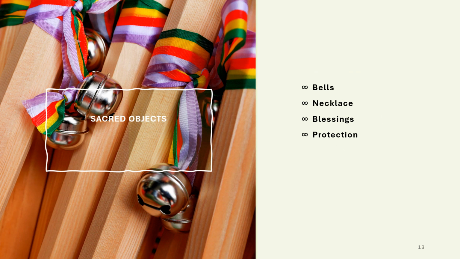Another type of offering involves placing sacred objects on the altar. The altar serves as a spiritual focal point imbued with power, and when these objects are removed, they too carry that spiritual energy. For example, you can place a necklace or ring on the altar as an offering, blessing it to serve as a protective item when you wear it.